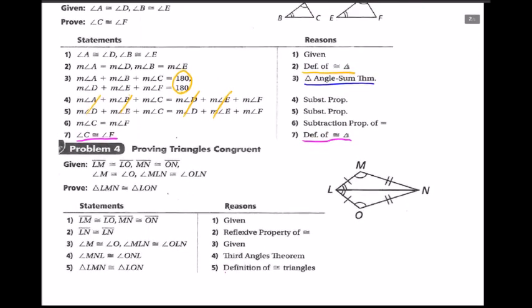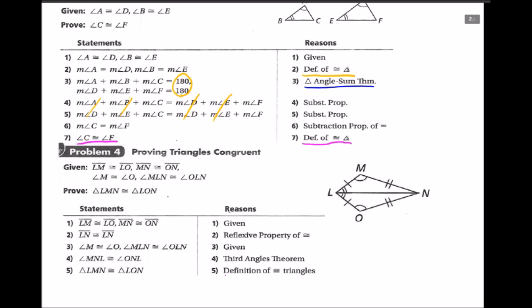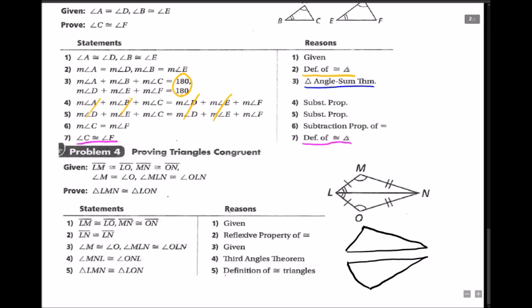All right, let's look at our last example here. And we are given lots of things. So we look at our diagram. We are given lots of things on our diagram, and I am going to redraw my triangles so that I can see them a little better. And this is L, M, N, and L, O, N. Okay, and let's go mark what we know. We know LM is congruent to LO, and MN is congruent to NO.